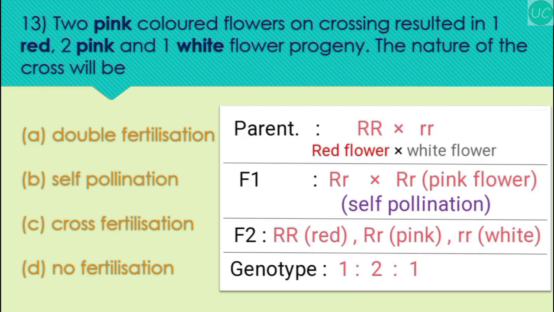And when this pink flower is self-pollinated, the F2 generation will show all the three phenotypes, that is red, pink and white, and the genotype ratio would be 1:2:1. And this is achieved only by self-pollination of the F1 generation. So the correct option over here is B. This is achieved by self-pollination.